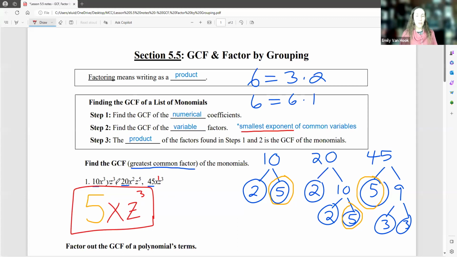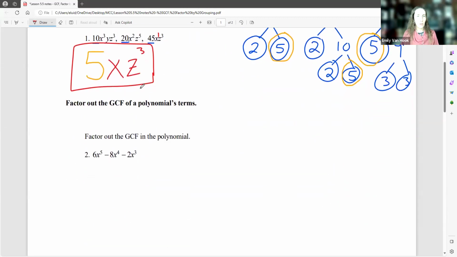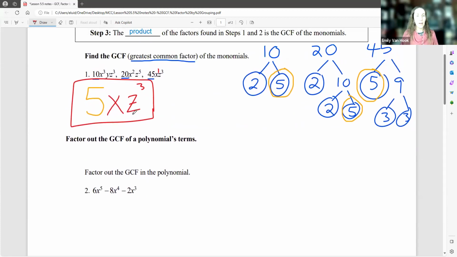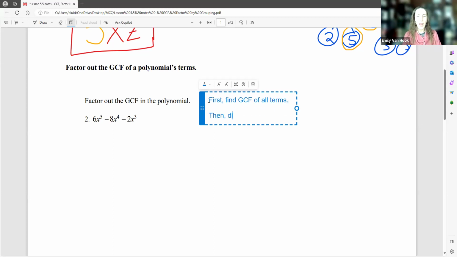Being able to find the GCF is really important because our next skill that we'll work on is actually factoring out the GCF. So I'm going to scroll down on our notes here. So we just did finding the GCF. We did number 1. Now we're going to go down to number 2 and not only find the GCF, but now factor it out. It says factor out the GCF in the polynomial. So our steps here will be first, find the GCF of all terms, kind of like we did right above. Then we will divide, I'm using quotes here, divide out the GCF and put it outside parentheses.